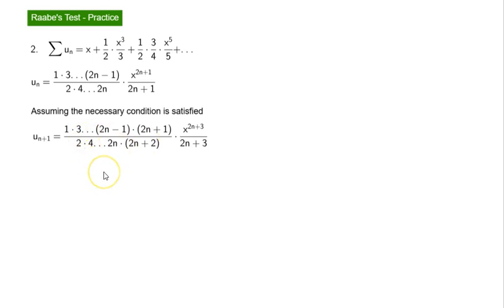Let's apply the ratio test, D'Alembert's test. For that we require u sub n plus 1. U sub n as it is, it will come plus 1 additional terms in the numerator and denominator. Not the terms, but basically factors. 2n plus 1 by 2n plus 2 times x to the power of 2n plus 3 by 2n plus 3. Okay, so now we have this.